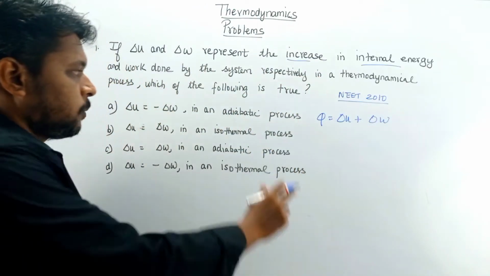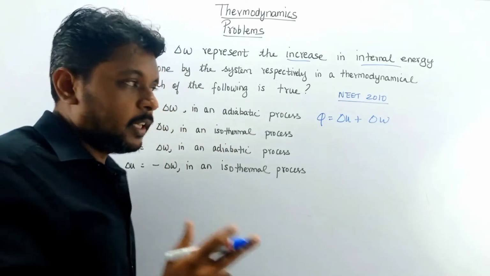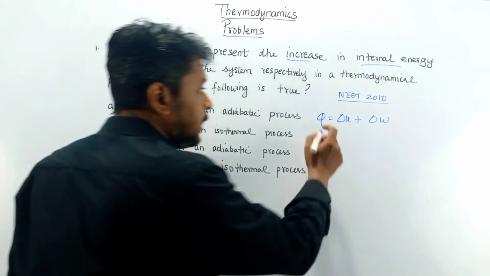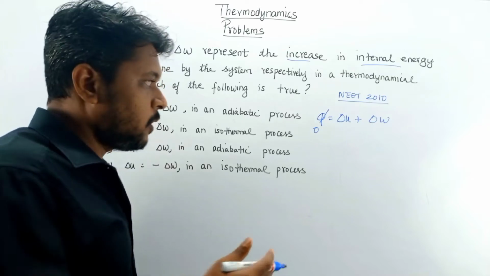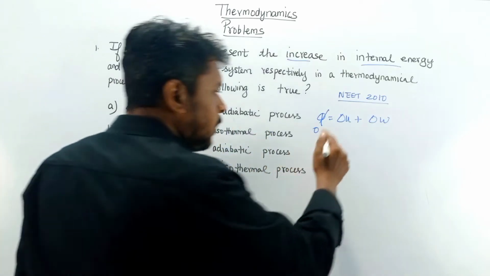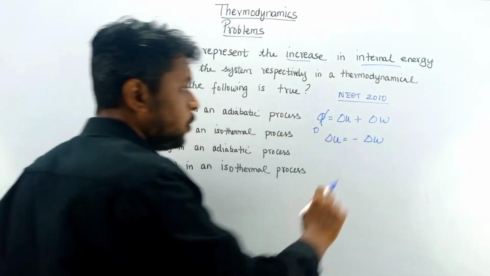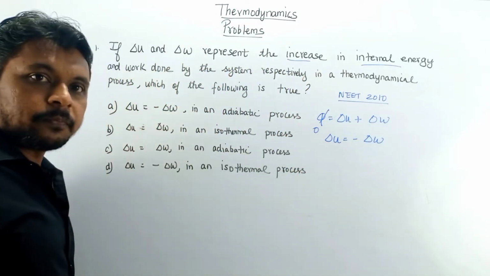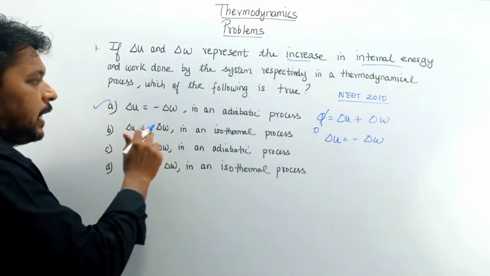So for the first option, we have an adiabatic process. You know that in an adiabatic process the heat quantity is 0. There is no heat addition and no heat rejection in an adiabatic process. So from this we can say delta U will be equal to minus delta W. The change in internal energy is equal to minus the work done. So from these options, the first option is the right answer.